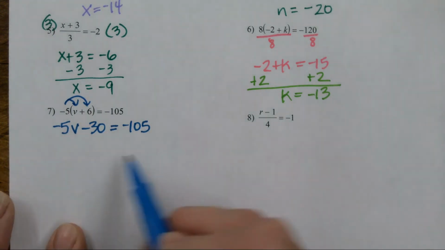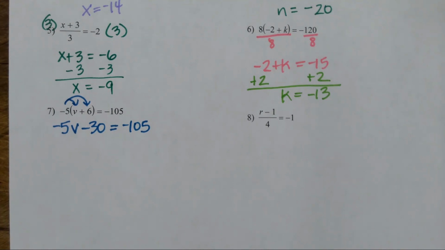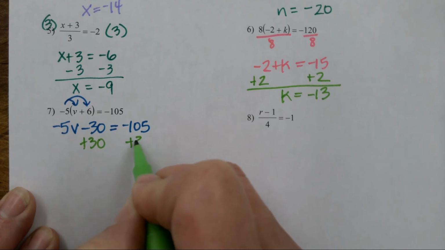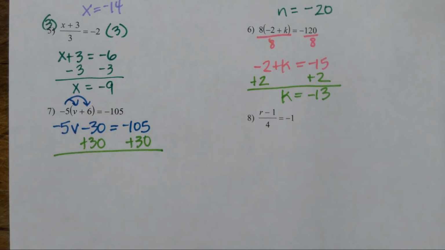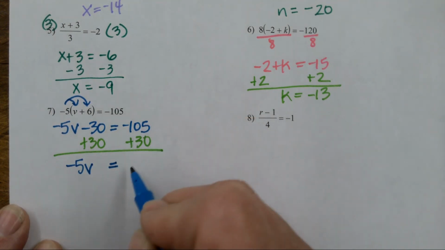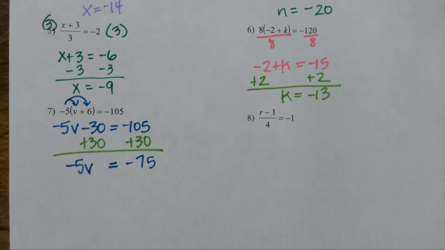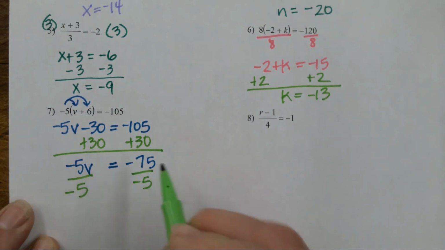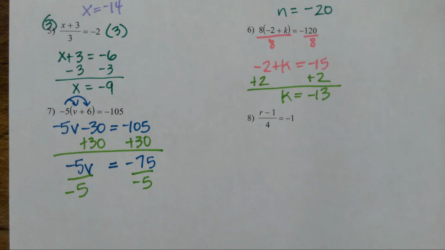Now, how do I solve this? Negative 30. Plus 30. Yep, plus 30 plus 30. So -5v is left on the left. -75 on the right. Great. And then finish it off by dividing by your -5. What'd you get? 15? Nope, you were right in the first place, positive 15.